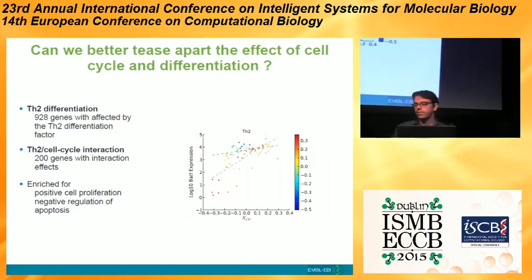So this is BATF, which is actually a differentiation marker in Th2. What you see on the y-axis here is the expression of this gene. The x-axis shows our inferred cell cycle factor. So this is G1, this is G2M, this continuous scale that our model teases apart. In color, you see the differentiation status, where again, red corresponds to differentiated cells, blue to undifferentiated cells.